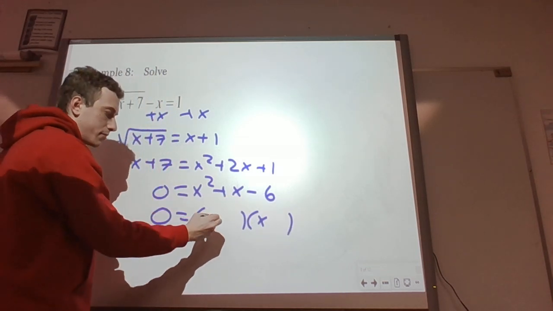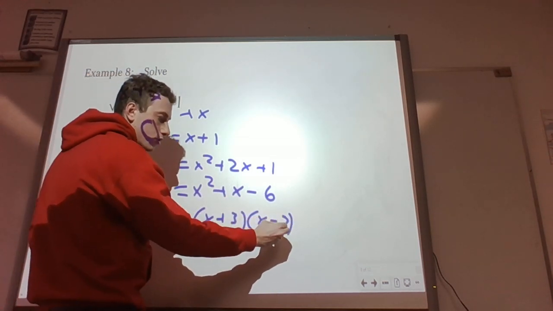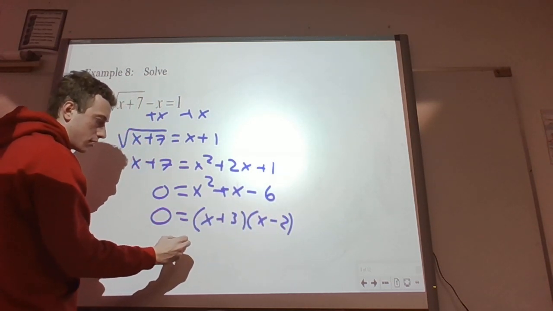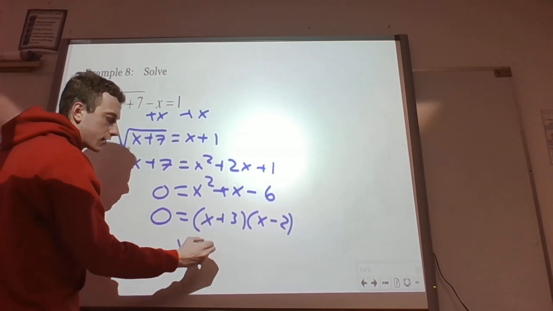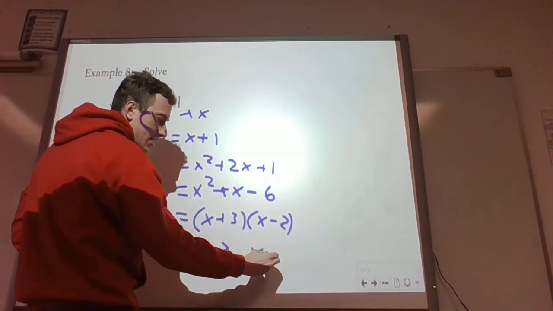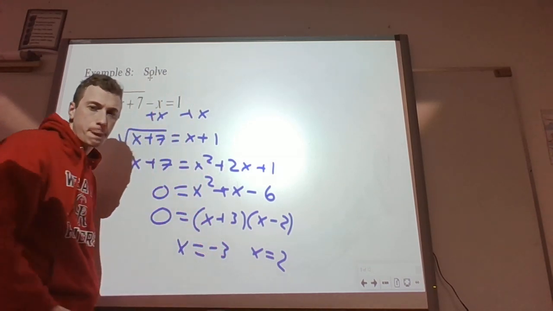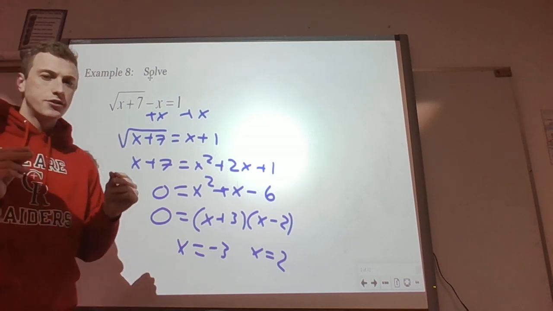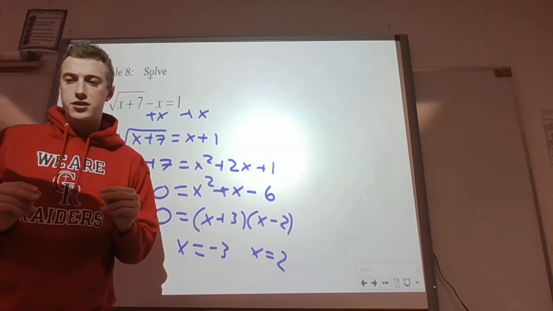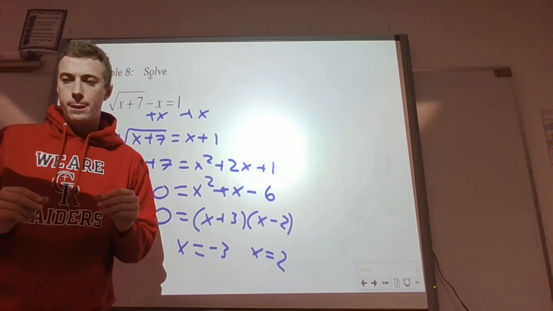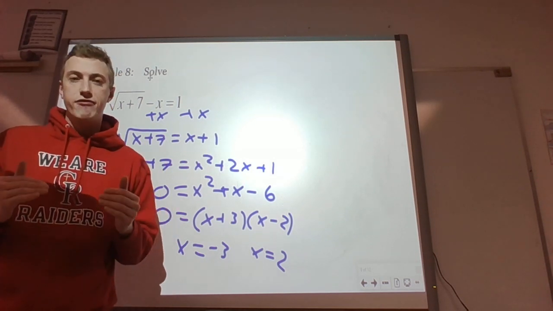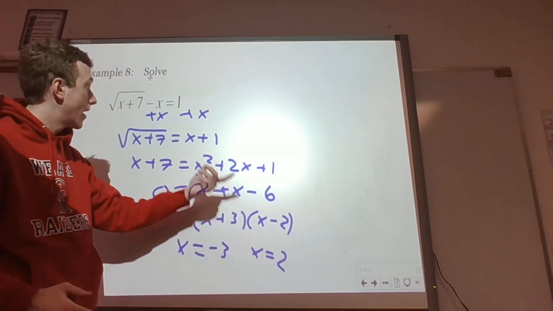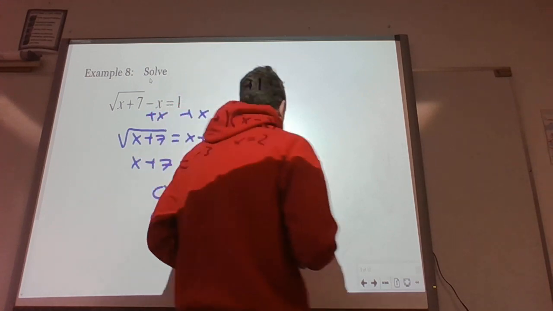Let's see, that would be plus 3 minus 2 would give us a product of -6 and a sum of 1. So that must mean x is either -3 or x is positive 2. So again, recall, in this step where we squared both sides, we introduced the possibility of an extraneous solution. So what do we need to do? We need to verify or dispute each of those solutions by putting them back into the original equation.